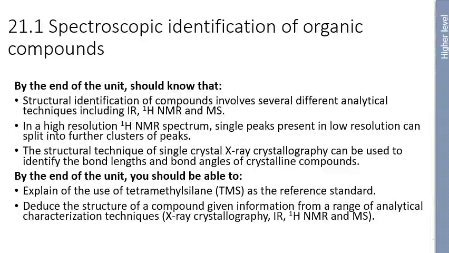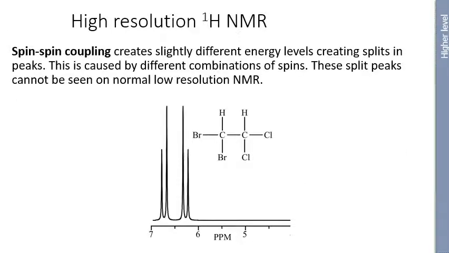introduce the concept of high resolution proton NMR and what that actually means, and also know about the structural technique of X-ray crystallography. Also by the end of the unit, you should be able to explain why we use TMS as a reference standard, and also to deduce the structure of a compound given information from the analytical techniques that we have covered. So in terms of resolution, we've only looked at low resolution NMR at the moment, but for HL we look at high resolution NMR.